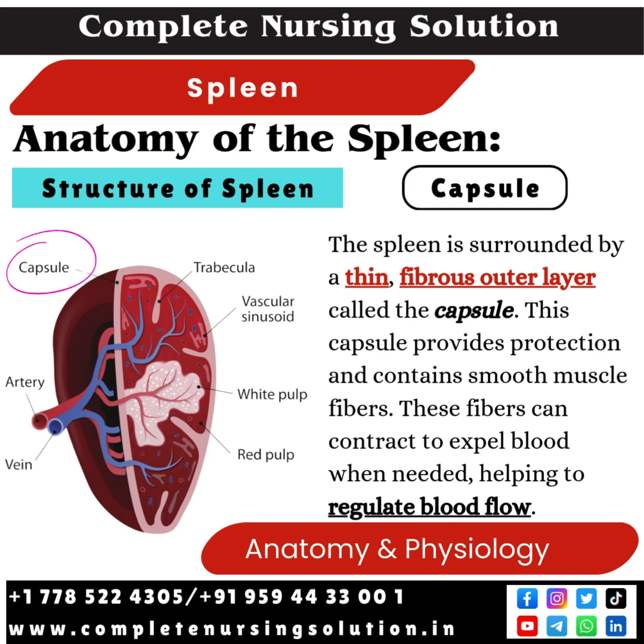Now, let's talk about the spleen structure. First, we have the capsule. The spleen is surrounded by a thin, fibrous outer layer called the capsule, which serves as a protective barrier. This capsule isn't just for protection, it also contains smooth muscle fibers. These fibers are capable of contracting, which allows the spleen to expel blood when needed, helping regulate blood flow.